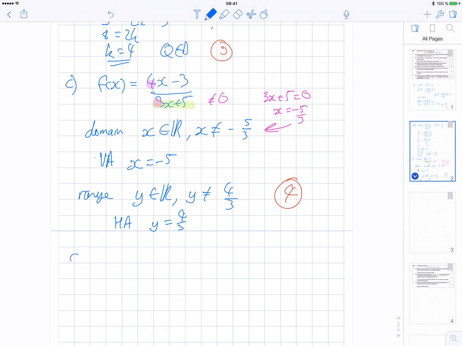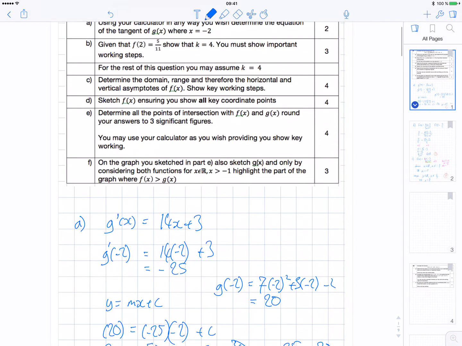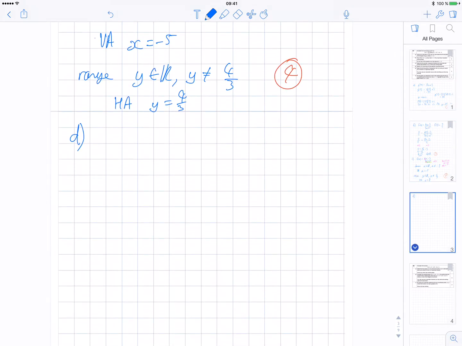Next bit, D. Sketch f of x, ensure you show all key coordinate points. Okay, you can use this on the calculator.